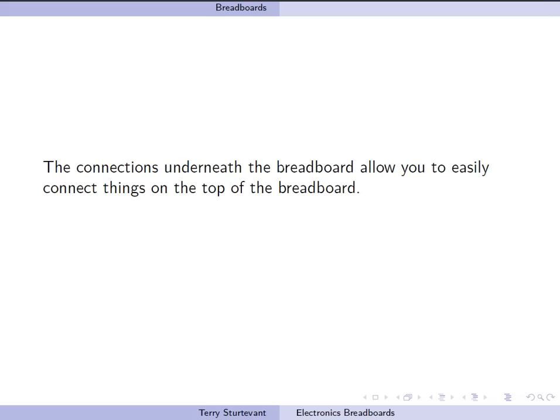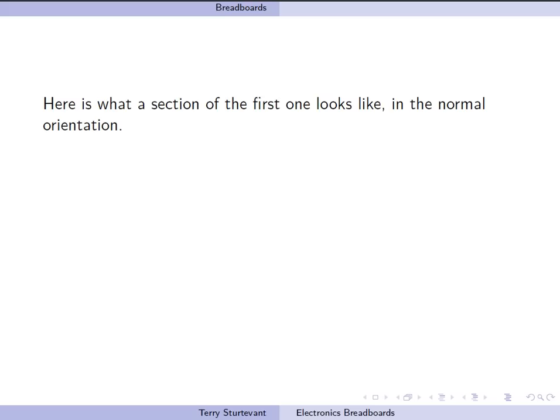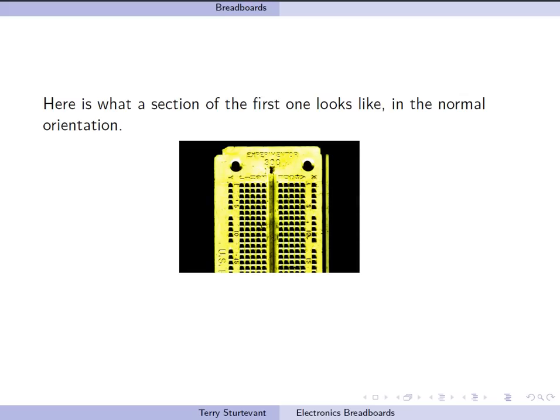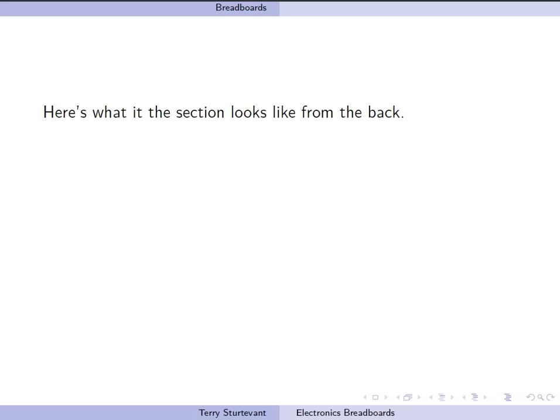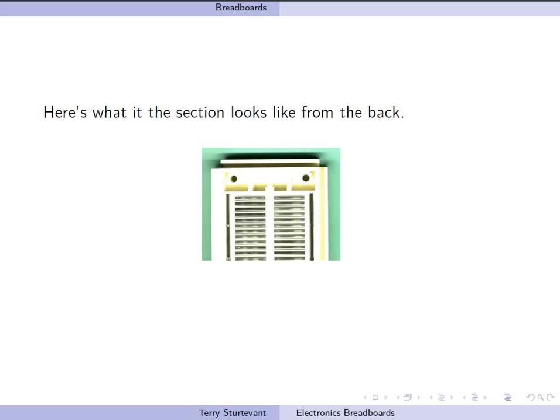So the connections underneath the breadboard make it possible to connect things on top of the breadboard. So, again, if we look at the first one in the normal orientation, which is vertical, it looks like this. And again, from the back, it looks like this.